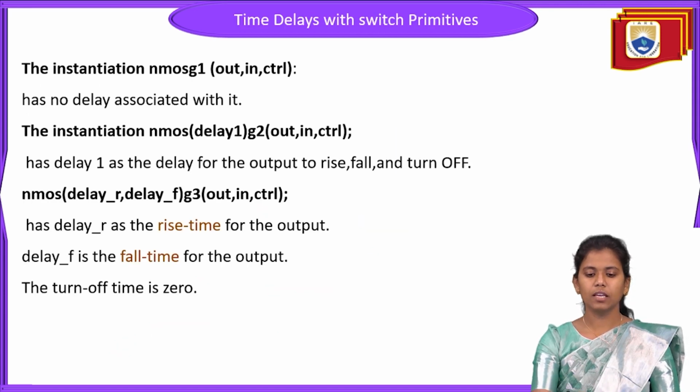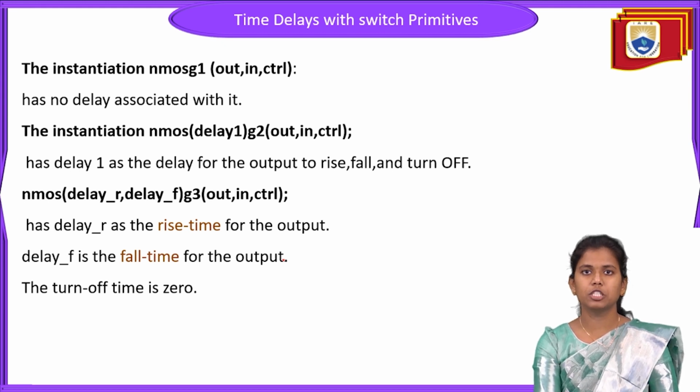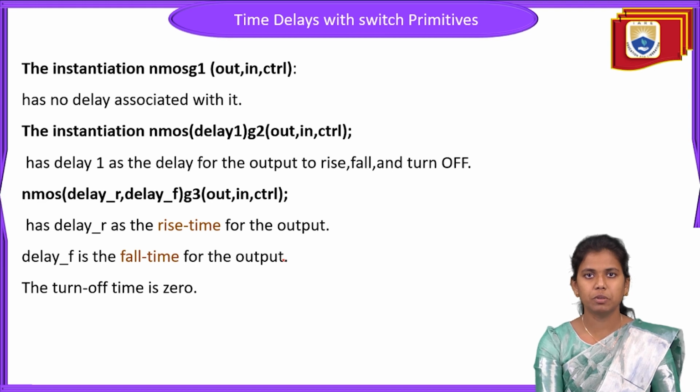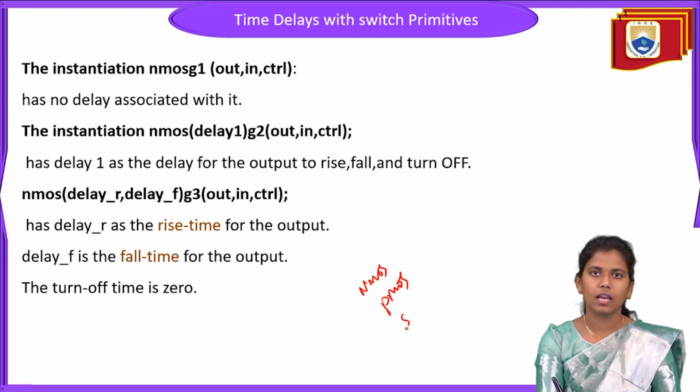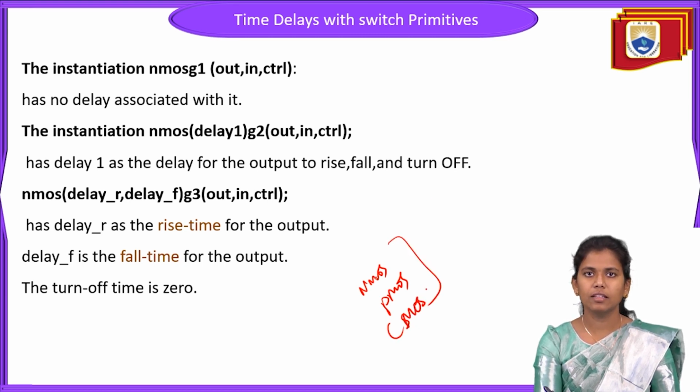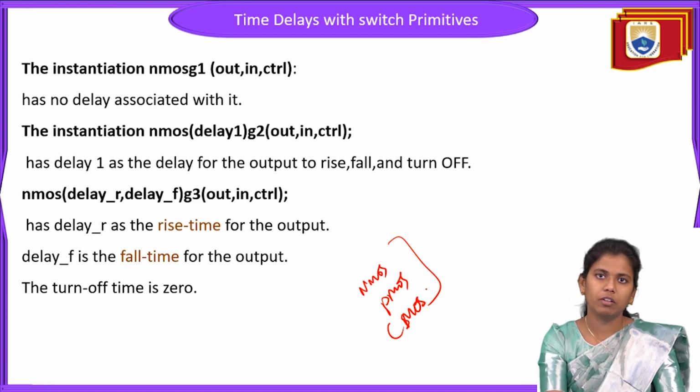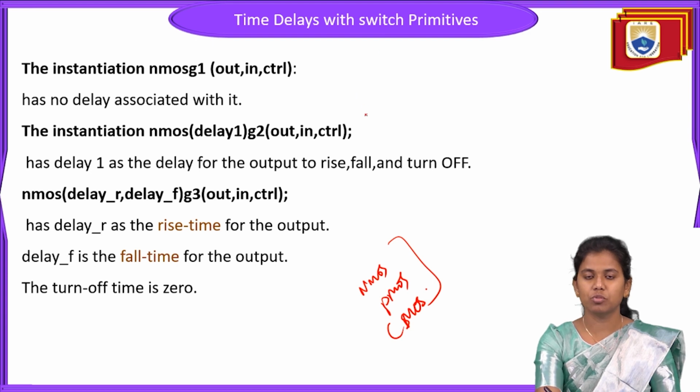And now we will see the switch primitives, the time delays with respect to the switch primitives. So here in the switch primitives, we know NMOS switch, PMOS switch and CMOS switch. These are nothing but the basic switches, and how the delays with respect to the switch primitives can be written, we are going to see now. So the instantiation of the NMOS switch. So here I am considering the NMOS transistor.